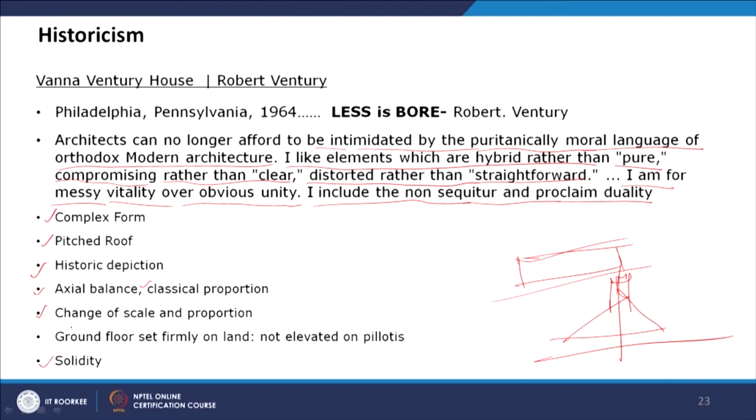And solidity is there, definitely it looks very solid and robust, which is not like the fragile lightweight style of internationalism. So this looks volumetrically heavy, though it is just a one-story building.